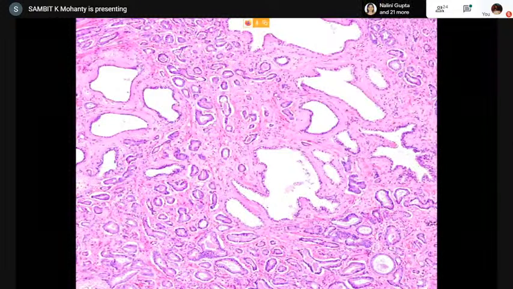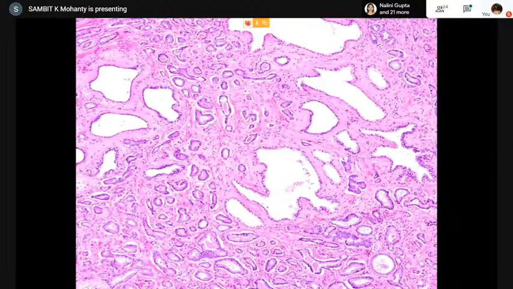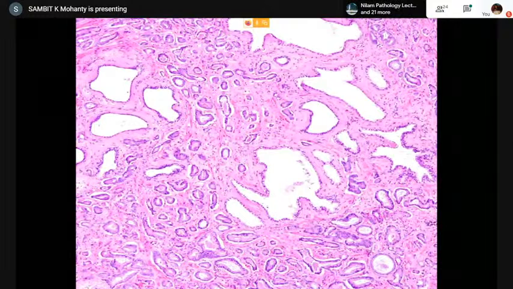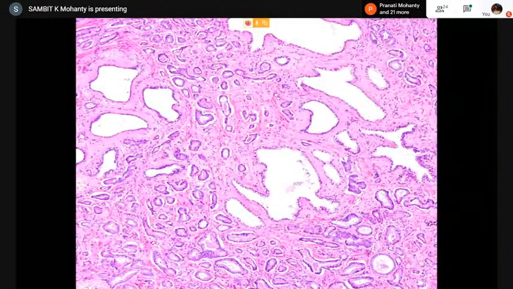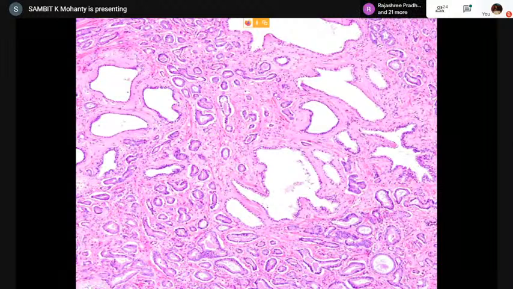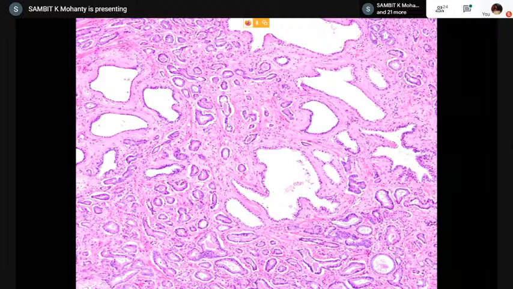Not much desmoplastic reaction, sir. Yes, very good. Actually, if you just forget about the glands, you just look into the background. The background looks uniformly pink. There are some light pink areas, some nuclei. We do not know what kind of nuclei these are. Probably fibroblast, myofibroblast, we do not know, and some wispy smooth muscle.